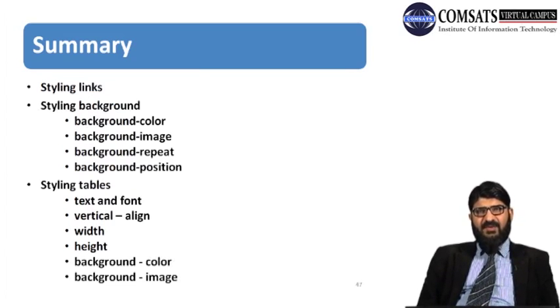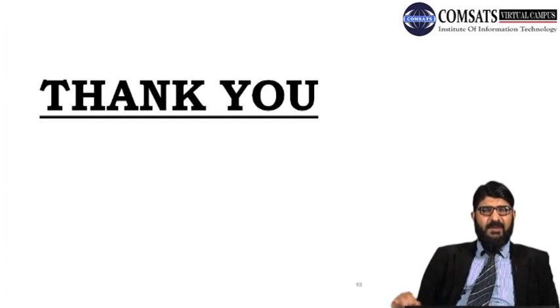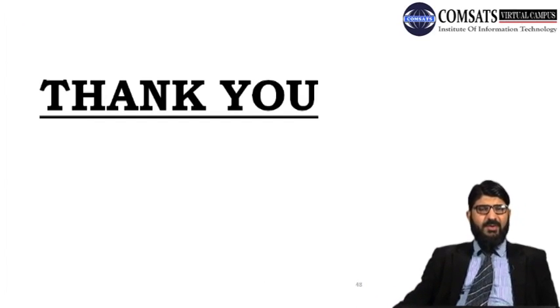Then we have seen that we can style the links as well, and we can style the background as well. For background, we can change the background color, background image, and it can be repeated as well, and the position of the background that has to appear. And in the end, we have seen styling with tables, the text and font for the table, the vertical alignment of the table, the width of the table, the height of the table, the background color for the table or the cell or the row, and similarly the background image for the table. This is all for today's lecture. Thank you for today's lecture.